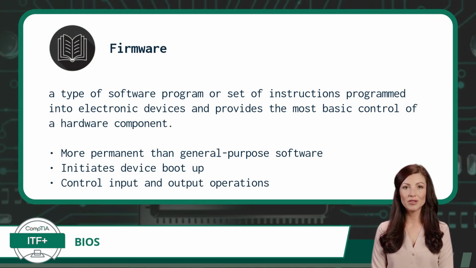Firmware refers to a type of software program or set of instructions programmed into electronic devices, and provides the most basic control of a hardware component. Unlike general-purpose software applications that can be installed and uninstalled, firmware is designed to be more permanent and is essential for the basic functioning of the device.